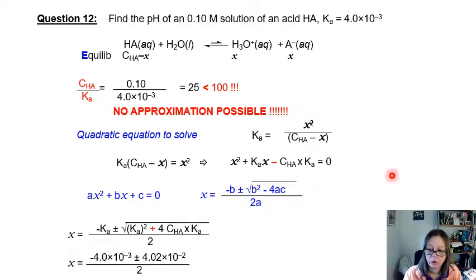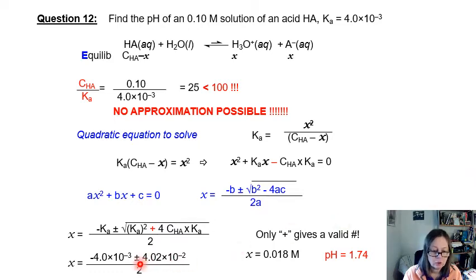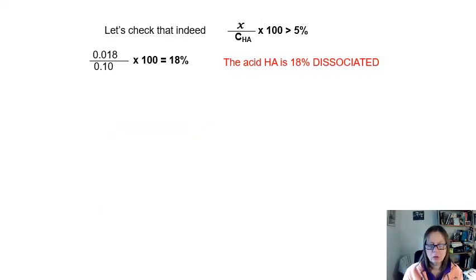So it's not a valid solution. The only valid solution is the solution with plus. So if you do the calculation now, you will find that X equals 0.018 molar. From that, remember, this is the concentration of H3O plus, so we can find the pH. The pH is minus log of 0.018 molar. Our pH is 1.74. So let's check that indeed the ratio of H3O plus over the nominal concentration times 100% is greater than 5% in that solution.